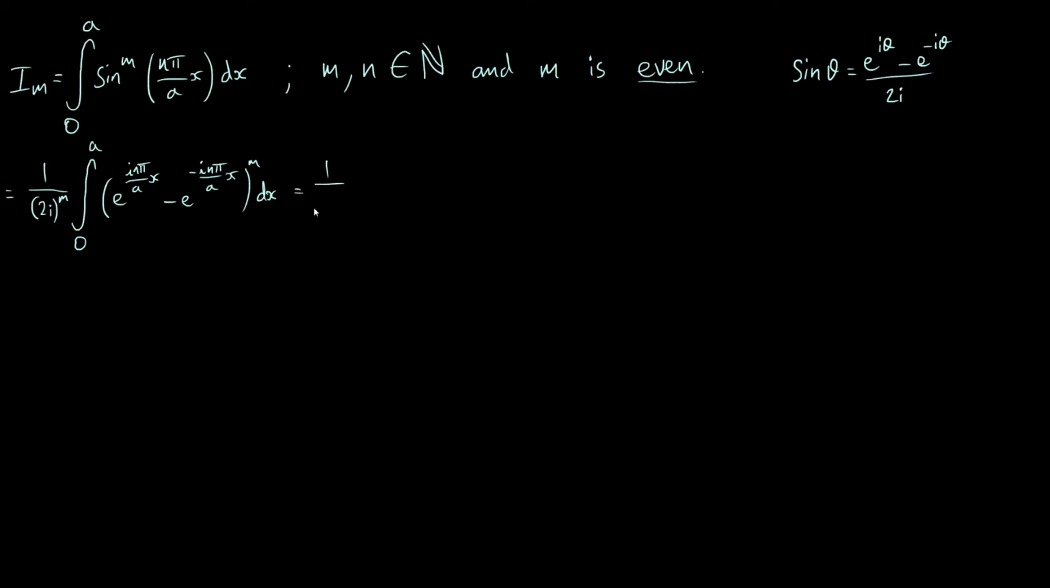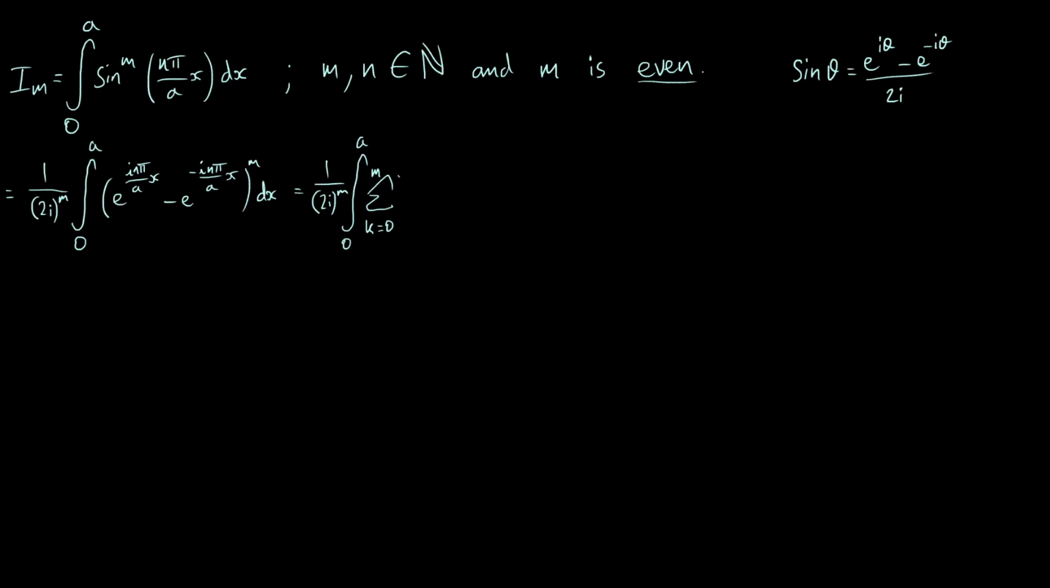We are still going to have this 1 over 2i to the m out the front, and then we're going to have this integral from 0 to a. Our binomial expansion is going to be a sum of terms, so let's use this sigma notation, and I'm going to index the terms by another variable k. That's going to run from 0 up to m.